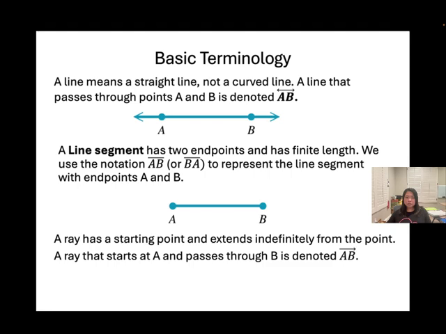A ray has a starting point and extends indefinitely from the point. A ray that starts at A and passes through B is denoted ray AB. For the ray AB, we only have one direction. And keep in mind that the ray AB is not equal to the ray BA.